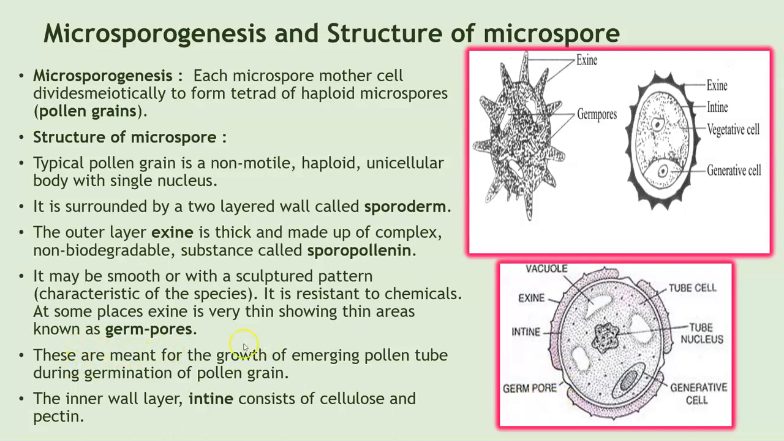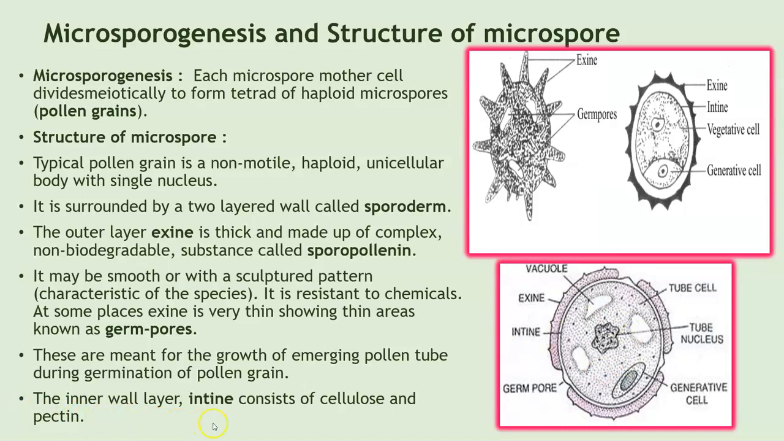Now what are these germ pores meant for? These germ pores are present for the growth of the emerging pollen tube during germination of the pollen grains. So when germination of the pollen grain takes place, this phenomenon you will see when we study the development of the male gametophyte. So from this region you will have the pollen tube that comes out, in which the transportation of the male gamete takes place.